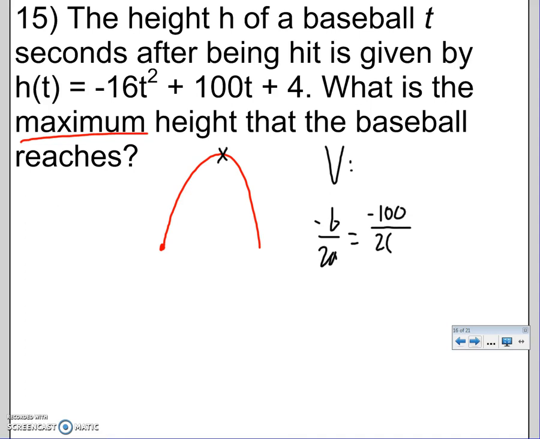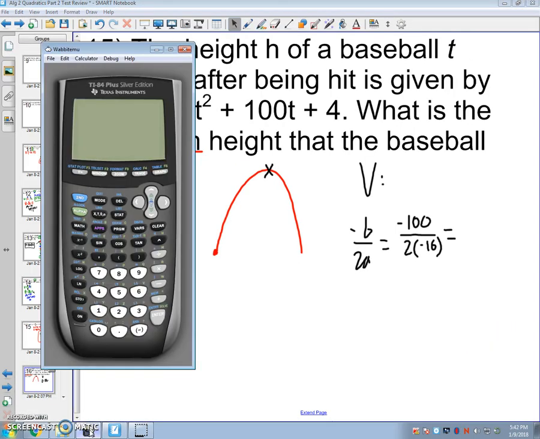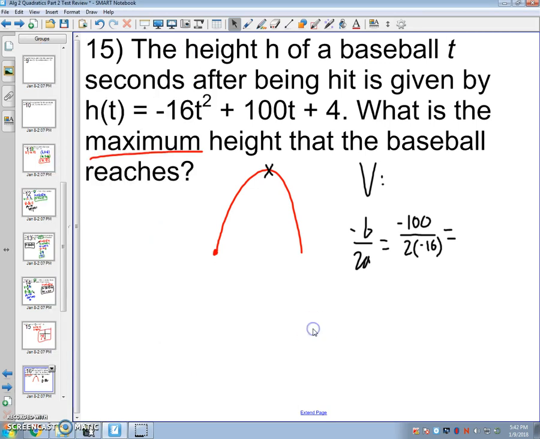-b makes it -100 over 2 times a. A is -16. Remember, a is in front of the x squared term. B is in front of the just regular letter. C is that number by itself. I'll use a calculator for that one actually. So let's see, -100 on top, on the bottom 2 times -16. That gives me 25 over 8. All right, that's the x part of the vertex, 25 over 8.